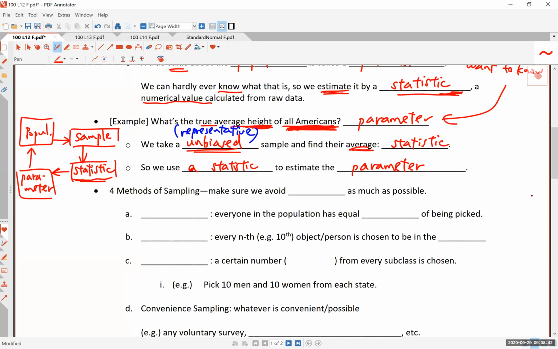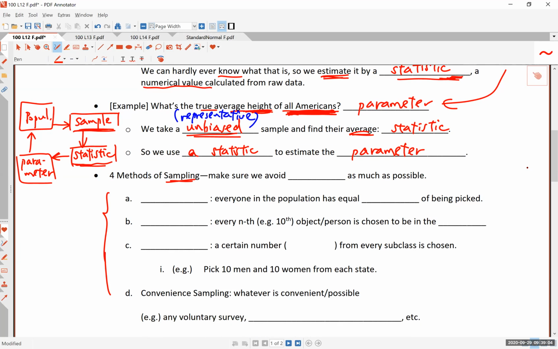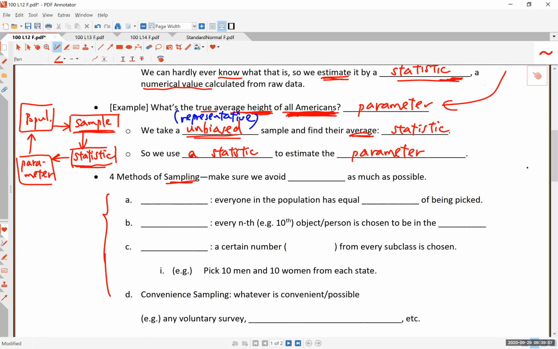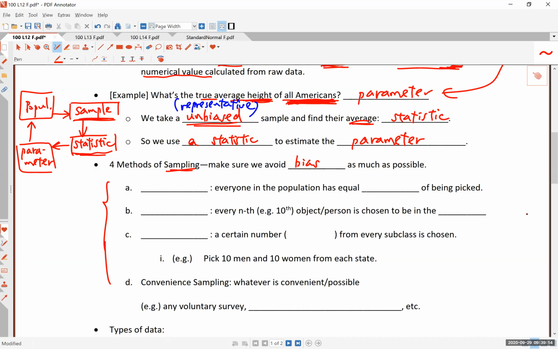All right, so we have many methods of sampling, collecting the sample, or I should say identifying a sample. Remember, a sample is a subset consisting of many people, hopefully. So how do you identify? How do you sample? There are basically four ways. There are many more ways, but you can classify them into four major types of sampling. Make sure we avoid bias as much as possible. Some of them are better than others. So number one, this is the best, random.